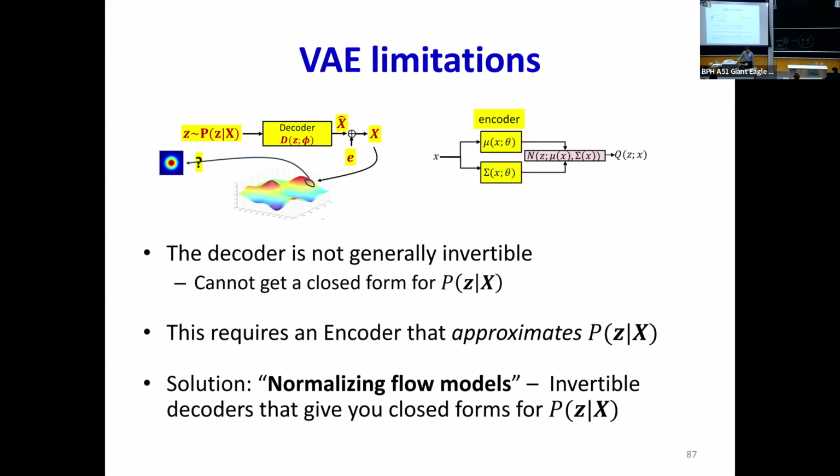And there's a solution to this. We can try to make the decoder invertible. And that gives us a class of models called normalizing flows. Hopefully we'll cover that in the next class.